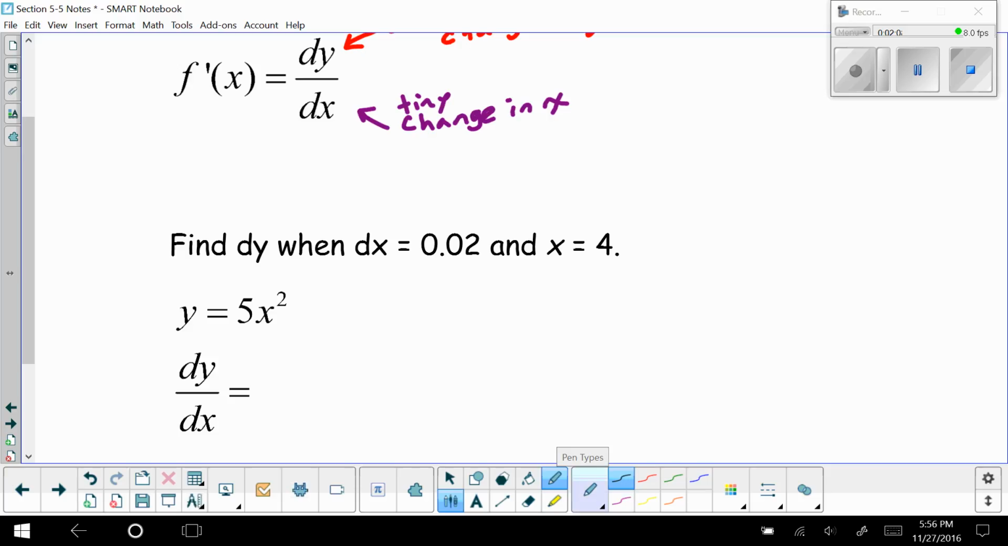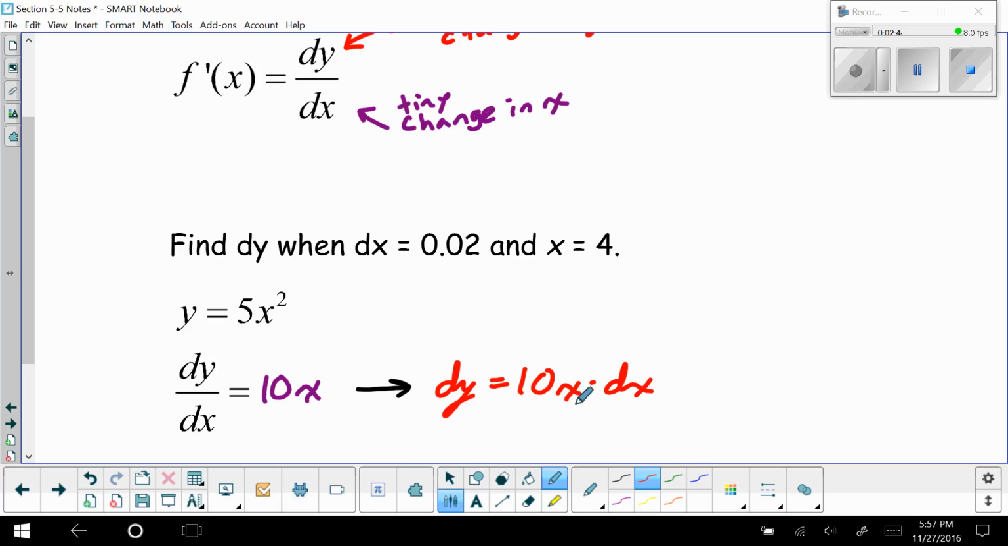Well, the first thing I need is to find dy/dx, and we can find it explicitly or implicitly here, but our derivative of y is going to be 10x. Then dy/dx is a ratio, so I can actually separate dy and dx, in other words separate what are called my differentials, where dy is a differential and dx is a differential. I do that by just multiplying each side by dx. So I get dy equals 10x times dx.